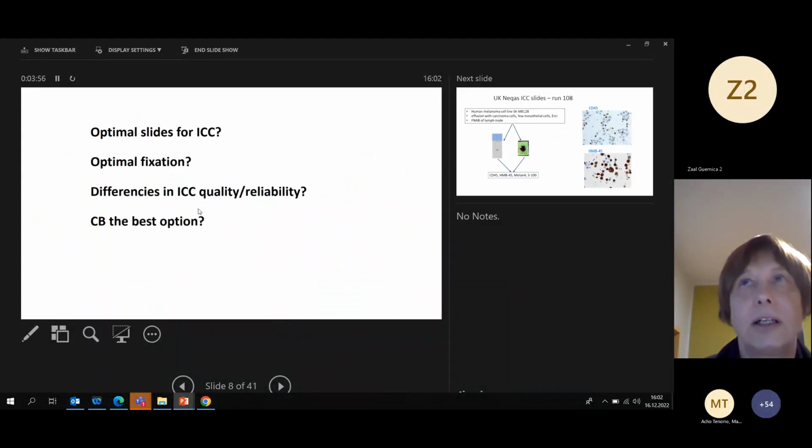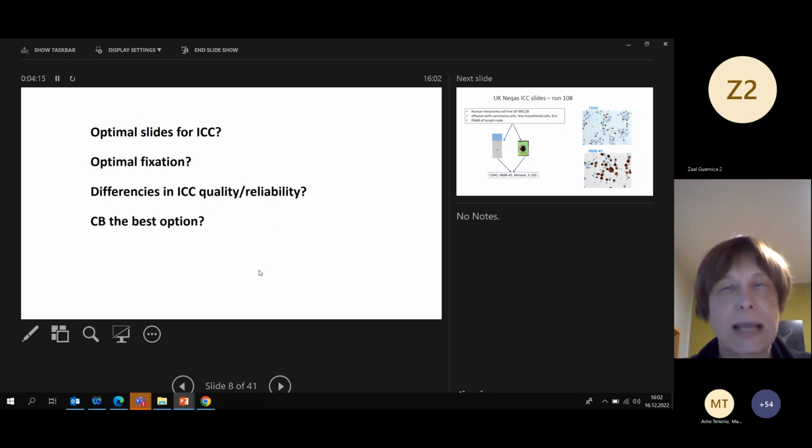So the natural questions at this point are: which is the optimal slide for ICC? What is optimal fixation? What are the differences in ICC quality and reliability? And are cell blocks really the best option for ICC and all other ancillary methods?